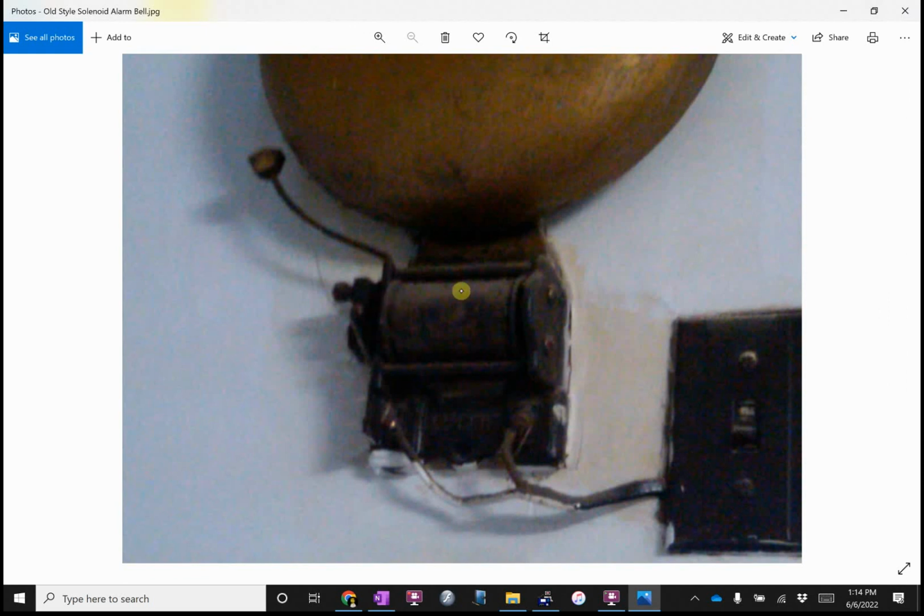Okay? This is a solenoid, and all they've done, this is an electromagnet, this wire coming in, it's not direct current, it's alternating current.